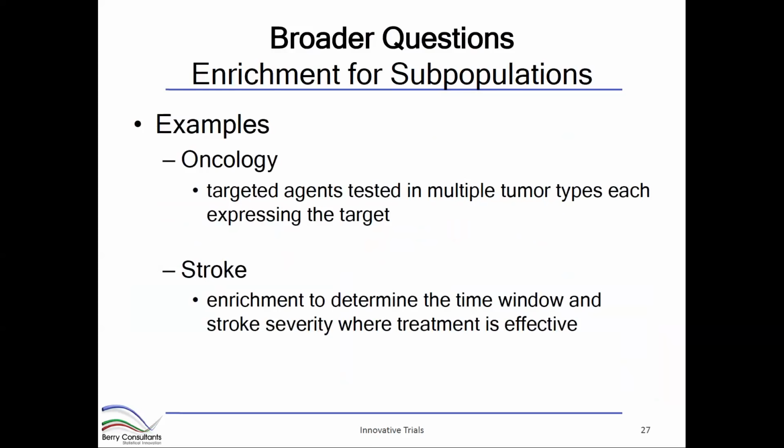We've also seen these trials in stroke, where we're interested in enrichment to determine the time window and the stroke severity where the treatment is effective. So how long can you wait before administering this treatment and still get a benefit, and how severe a stroke is there of value to doing this?